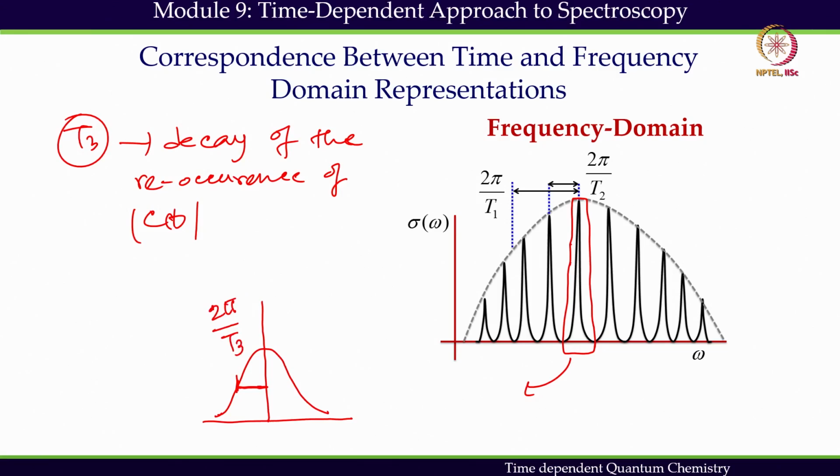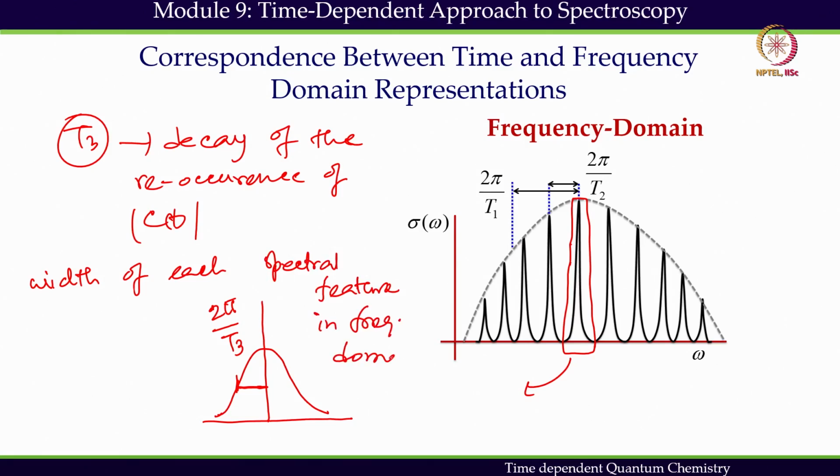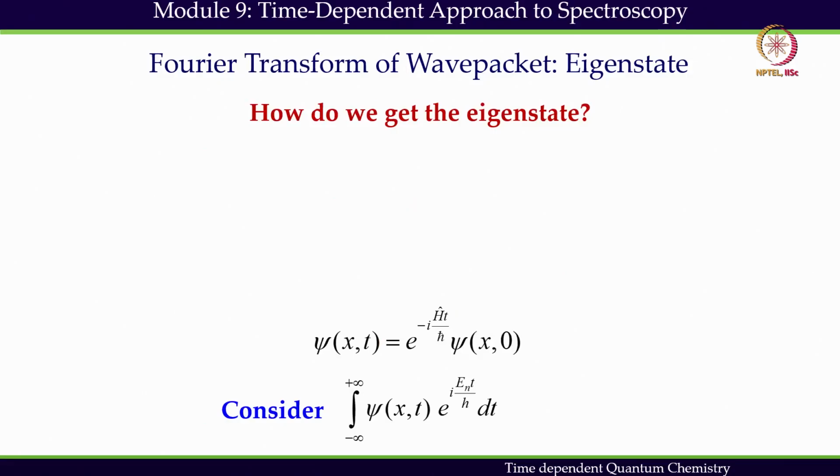So this T3 in the time domain becomes a frequency 2 pi by T3 in the frequency domain, and 2 pi by T3 is again the width of each spectral feature. Now it is not necessary that the width will be the same for each spectral feature. In that case you will have more time scales, and each time scale in the time domain corresponds to 2 pi by that time in the frequency domain. That's the way we get the close correspondence between the time domain representation of the correlation function and the frequency domain representation, which is nothing but the spectrum.